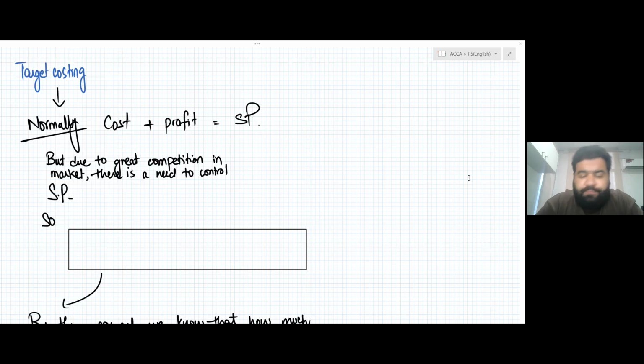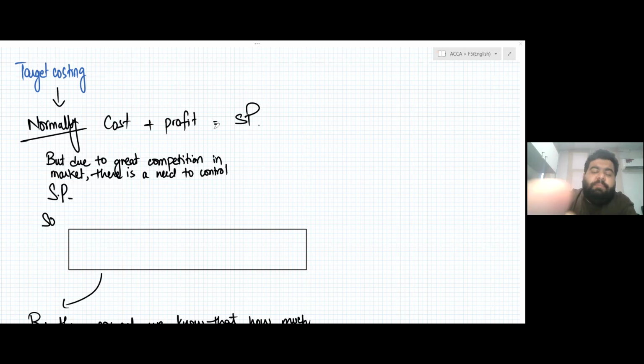What is target costing? Let us first understand the basic story, the previous story due to which target costing arises. Normally in our business, we always see what our cost is, the normal cost, and then we add the profit to the cost and reach the selling price. It's a concept throughout the world, a business concept: add the profit to the cost and reach the selling price.